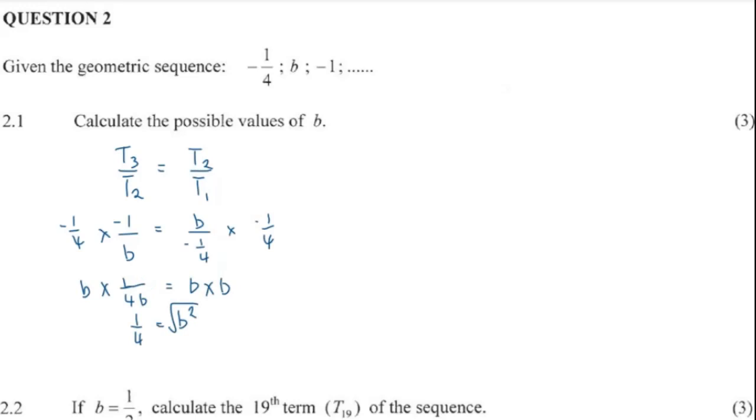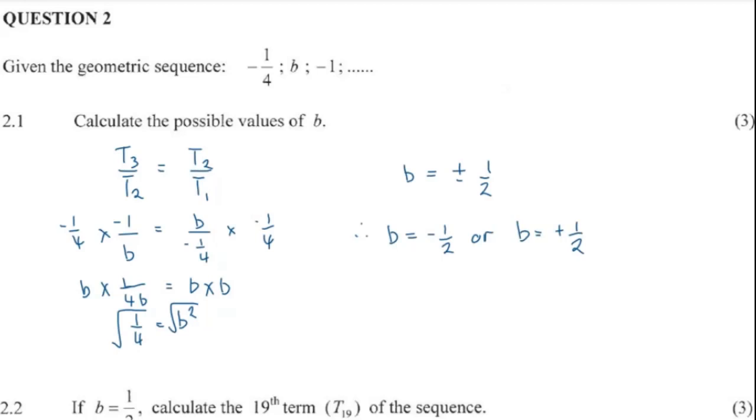So just take square roots, which means b is going to be equal to a positive or negative 1 over 2. So the possible values of b are therefore either negative 1 over 2, or positive 1 over 2. It can be one of those two values. Now, question 2.2 is saying if b becomes positive half, find the 19th term of the sequence.